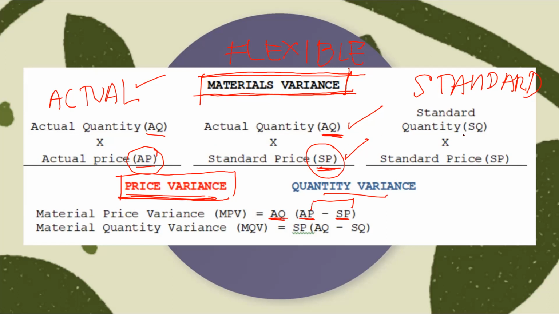Under your standard, you have standard quantity and your standard price. What is the difference, no? And what is the similarity? The similar item between the two is your standard price. They are both using standard price, but they are not using the same quantity. That is why it's called the quantity variance, because you are trying to differentiate the actual quantity and the standard quantity, multiplied by the standard price.